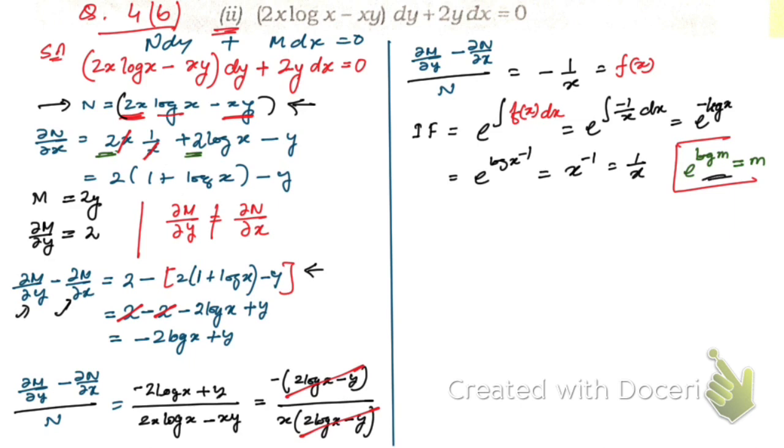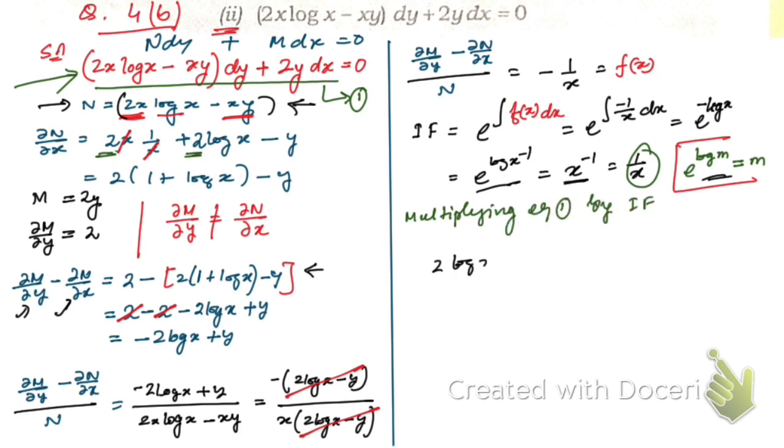Here you can see e to the power log of x to the power minus 1, that's going to be x to the power minus 1, that's why we have got 1 by x, right? So this is the integrating factor. Now we're going to multiply the given differential equation, this one. Let me suppose it as equation number 1, multiply equation number 1 by the integrating factor, and if you do so, then you will get this, right?